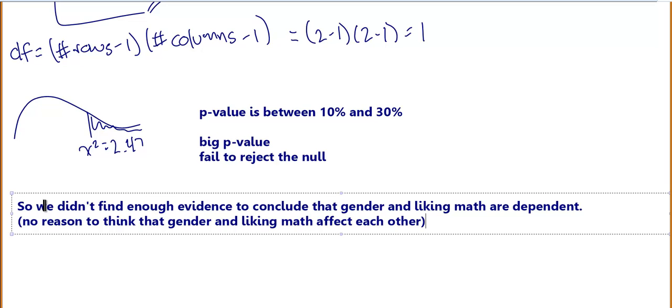Now in this situation, it would have been obvious that gender would have been affecting your liking math. If you suddenly decide to like math, your gender is not going to change.